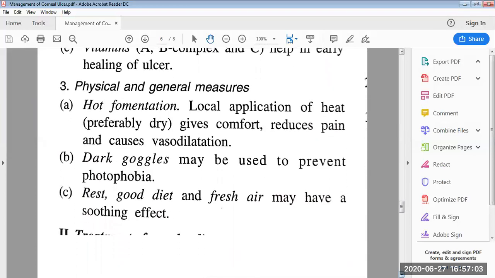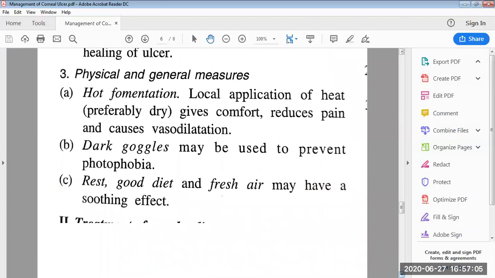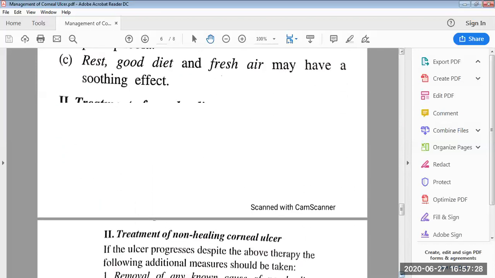And then next are the physical and general measures. Hot fomentation, the local application of heat, preferably dry heat, gives comfort, reduces pain, and causes vasodilatation. Then dark goggles may be used to prevent photophobia, and rest, good diet, and fresh air may have a soothing effect on the patient.